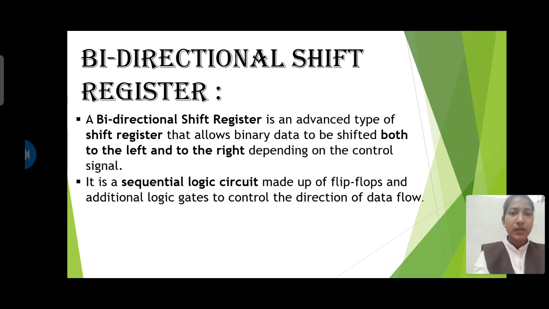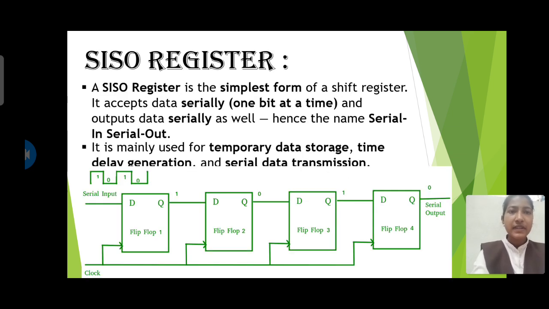So the next one is the SISO register. An SISO register is the simplest form of a shift register. It accepts the data serially, that means one bit at a time, and outputs data serially as well, hence the name serial in, serial out. So here the full form of SISO is serial in and serial out. It is mainly used for temporary data storage, time delay generation and serial data transmission.